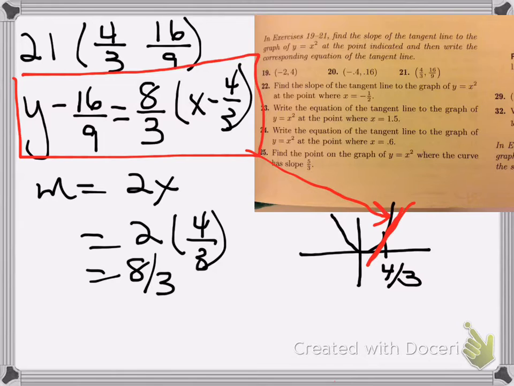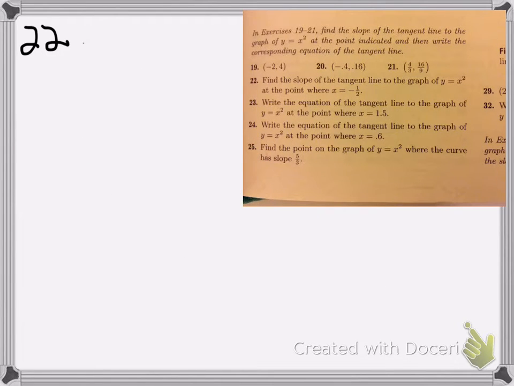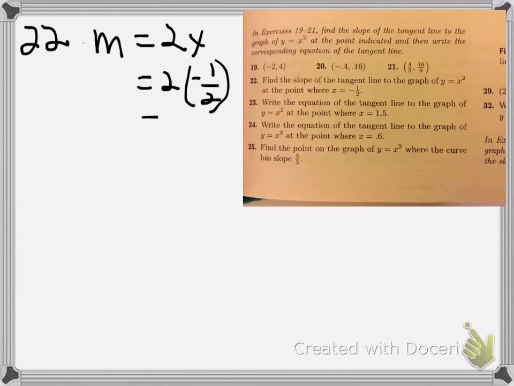So now we're going to work through some word problems. We're going to do 22 through 25 on the next slides. Okay, question 22 says, find the slope of the tangent line to the graph of y equals x squared at the point where x equals -1/2. So I know m will equal 2x. If my x is -1/2, then my slope will be negative, the 2's cancel, -1.